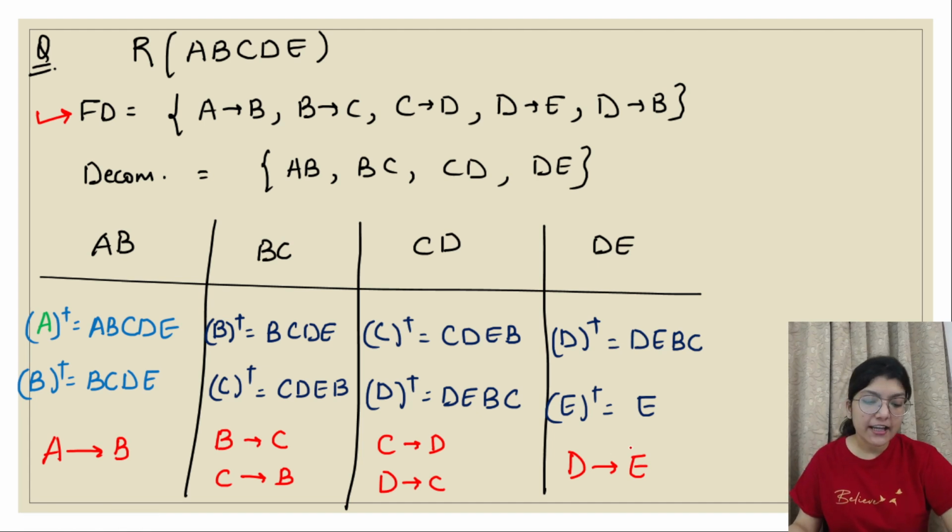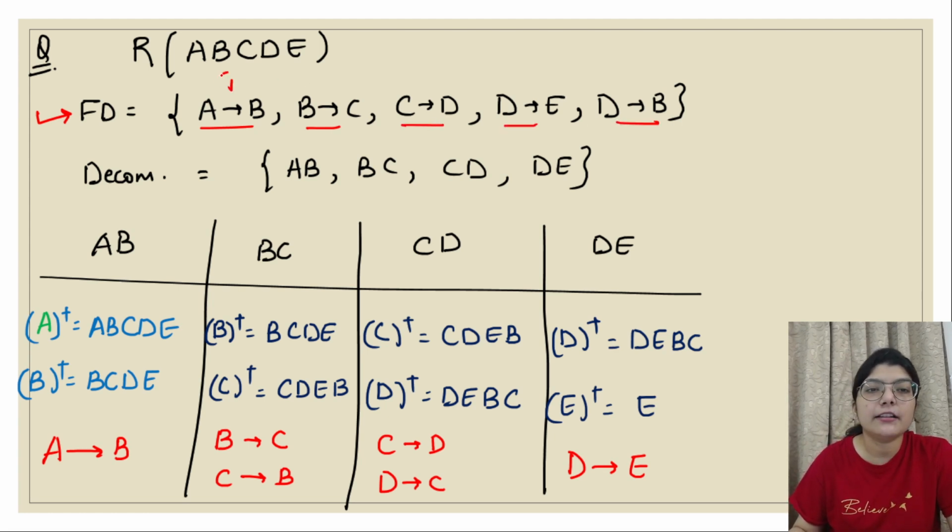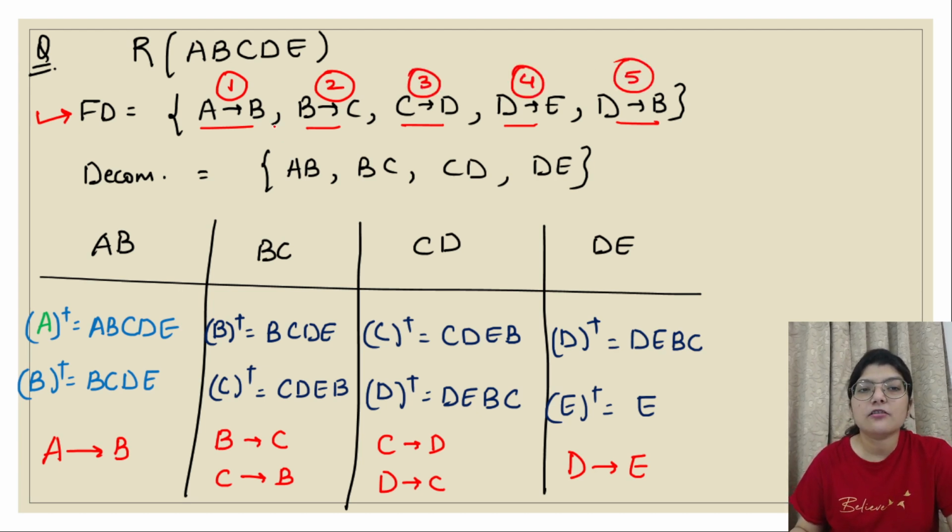Now I have to check whether I am able to get all the original functional dependencies or not. Let us name them 1, 2, 3, 4, and 5. So 1, A to B, I got it over here, right? Then B to C, B to C also received.